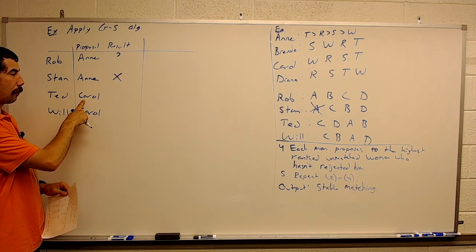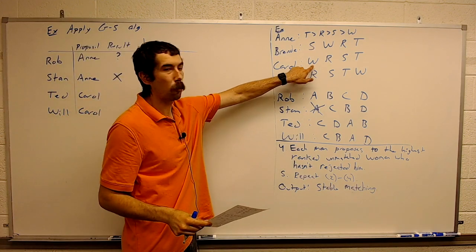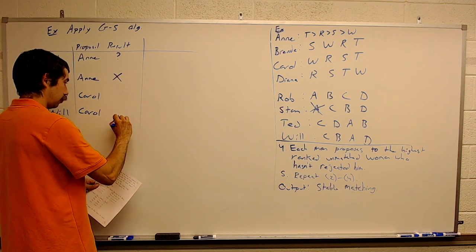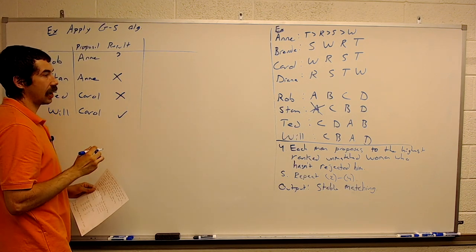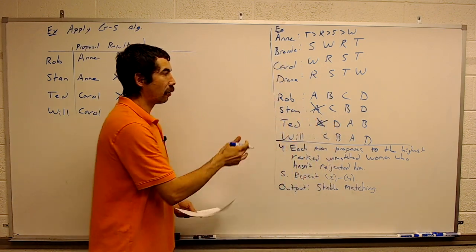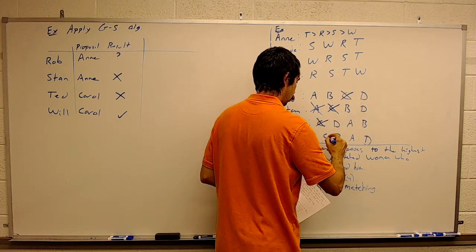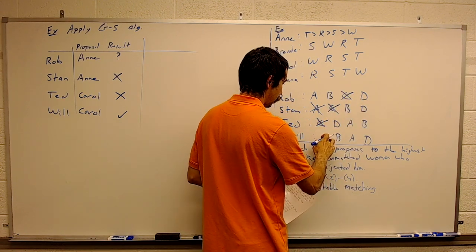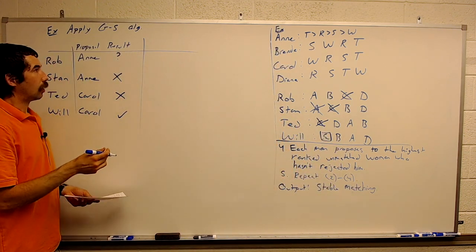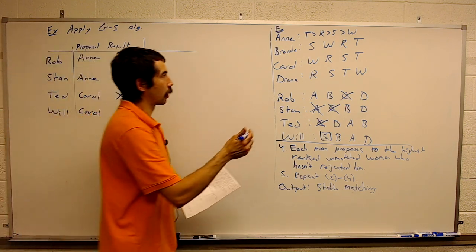Carol got proposed to by Ted and Will. Carol's top choice is Will. So Carol's going to say yes to Will, and of course, no to Ted. So Ted is going to move on. Carol is now off the market. All right, you don't have to cross that one out because that was what happened. All right, and so now we go through with our next. Oh, and Will is off the market.